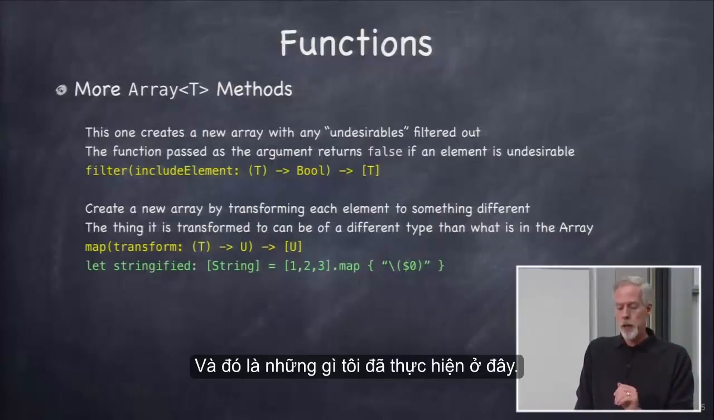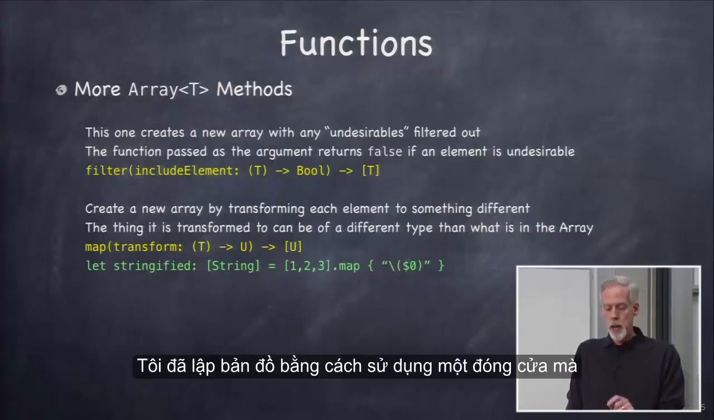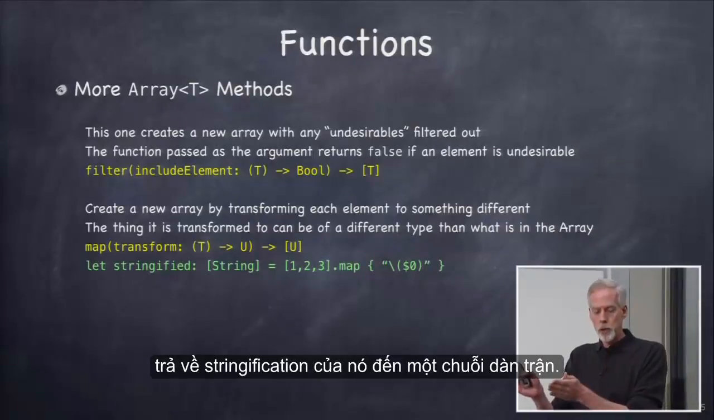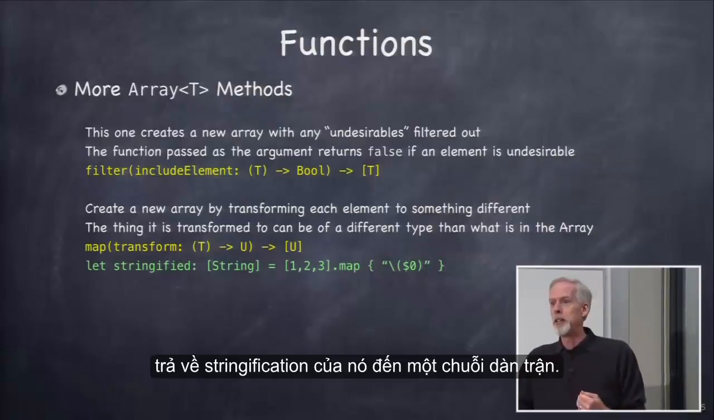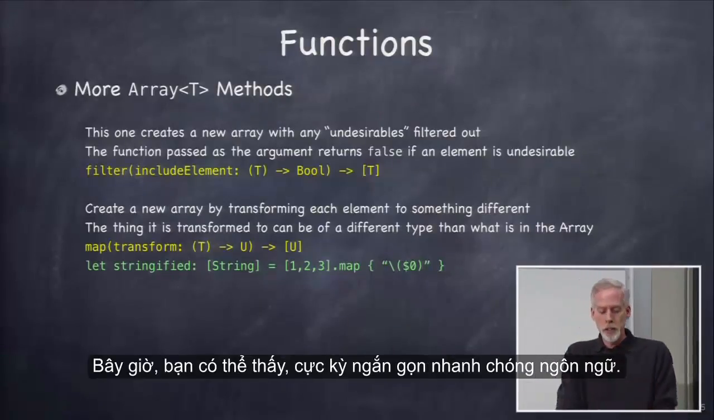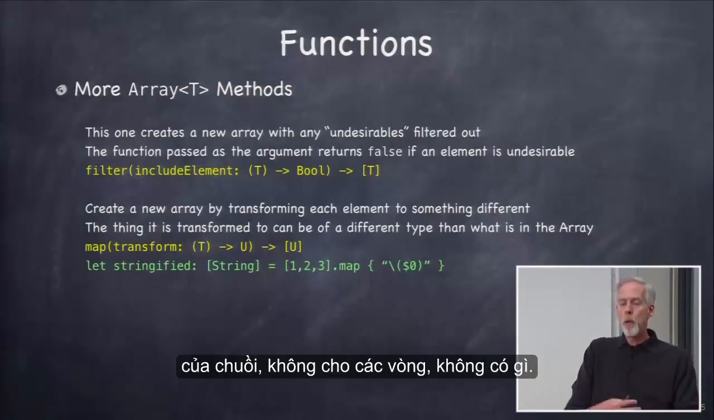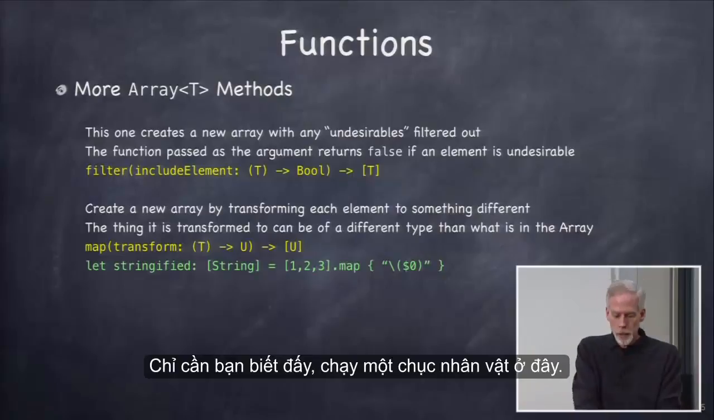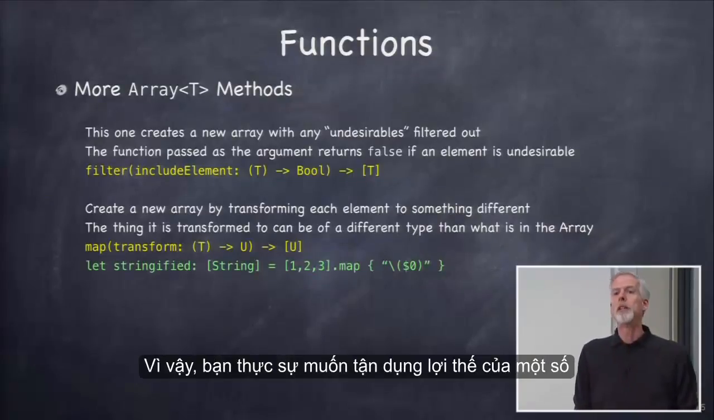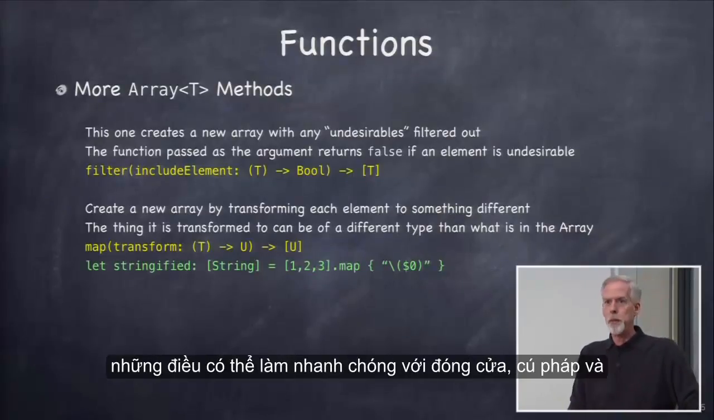And that's what I've done here. So I have this array of ints, 1, 2, 3, and I've mapped it using a closure that returns the stringification of it to an array of strings. Now, you can see, incredibly concise language, Swift. I mean, to take an array of ints and turn it into an array of strings, no for loops, no nothing, just, I don't know, a dozen characters here. So you really want to take advantage of some of the things Swift can do with closures, syntax, and things like that.